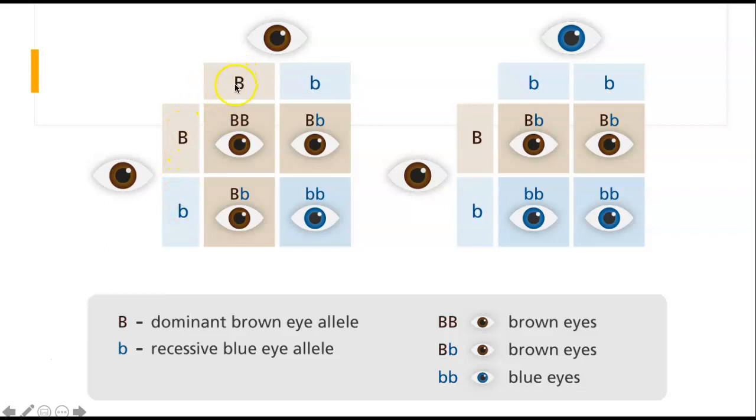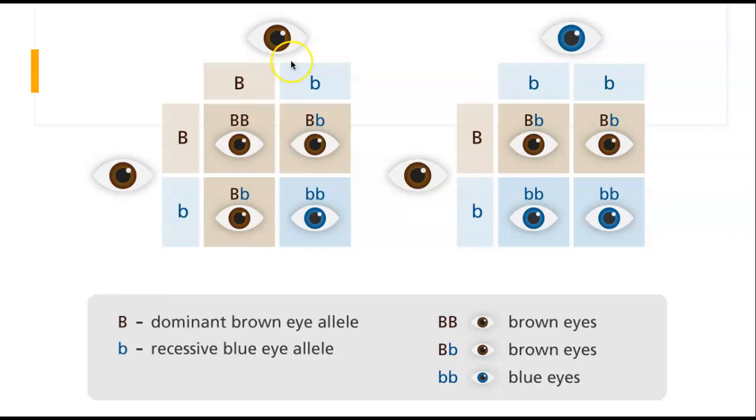So we would bring this big B down here, and this little b down here and here, this big B here, and this little b here and here. And what this shows you is the potential percentages of offspring.